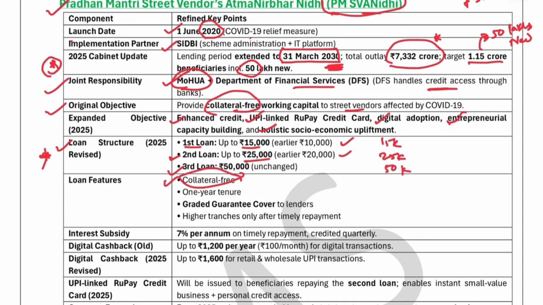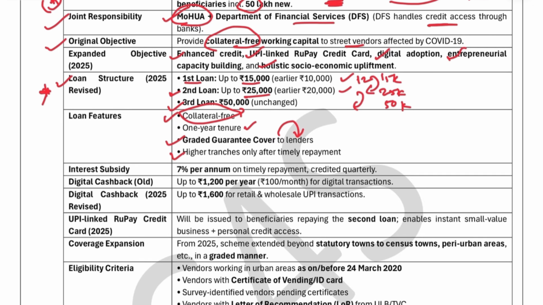Remember then what are the loan features? Of course, these are collateral free. The credit guarantee cover will be provided to lenders, and the higher tranches only after timely repayment. That is, you have to first pay the first loan in 1 year, 12 months, then you are eligible to take a second loan. When you pay the second loan, you are eligible to take a third loan.